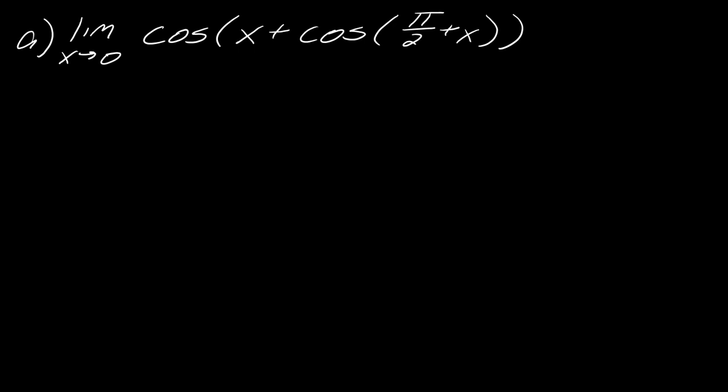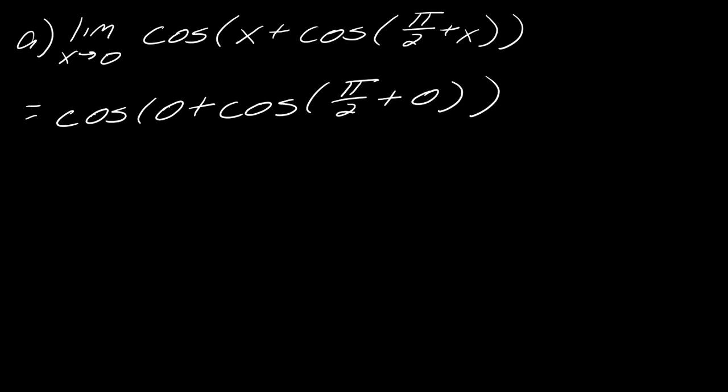So starting with A, this first one I've got the limit as x approaches 0 of the cosine of x plus cosine of pi over 2 plus x. The whole thing here is a composition, right? This function is composed in this one, which is composed in this one, and these are all compositions of functions, but these are all continuous at x equals 0. Because of that, we can just evaluate by starting on the inside and working our way out. So I can just plug 0 right into this because I know that these are all continuous. So it's going to be nice and easy peasy.